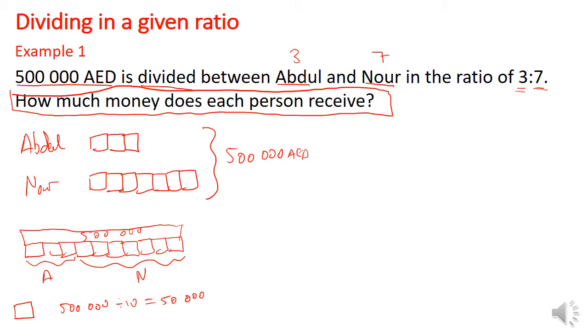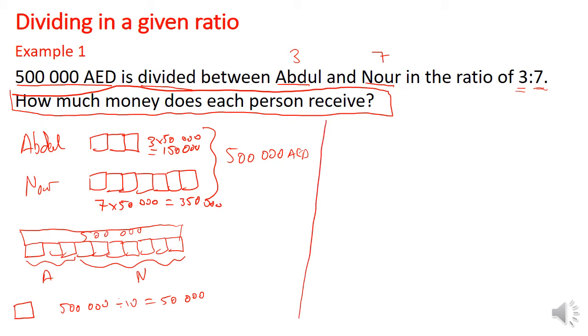So for Abdul, it's 3 times by 50,000, which is equal to 150,000 dirhams. And for Noor, she has 7 of those parts, so it's 7 times by 50,000, which is equal to 350,000.